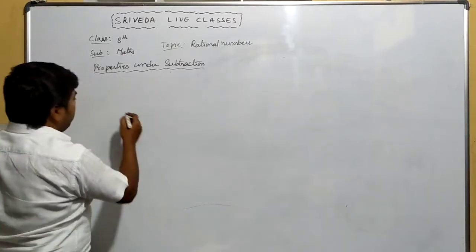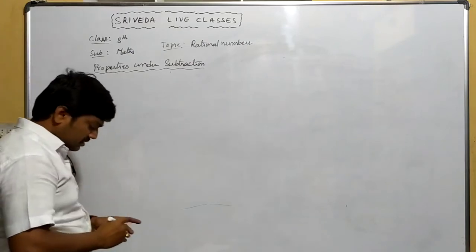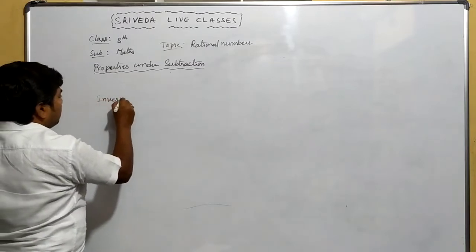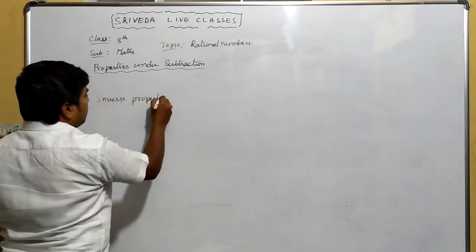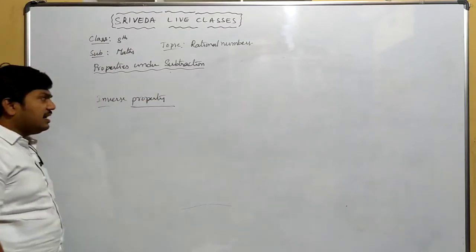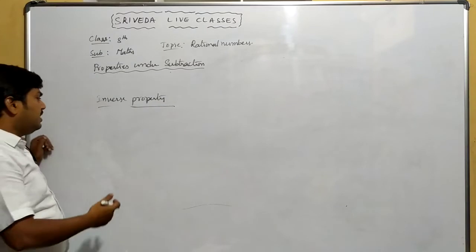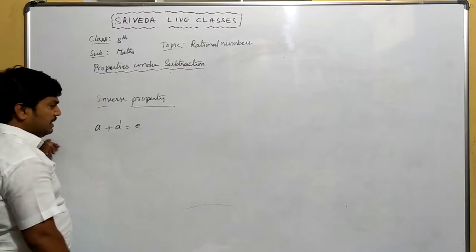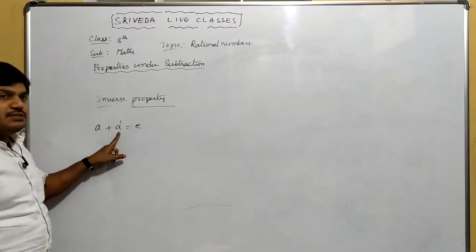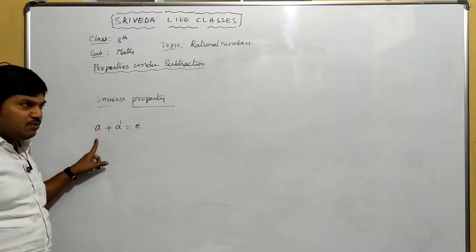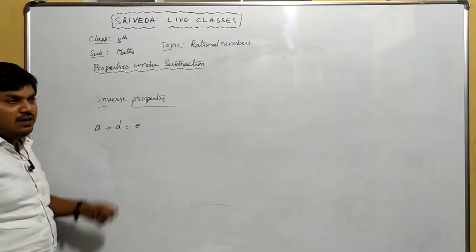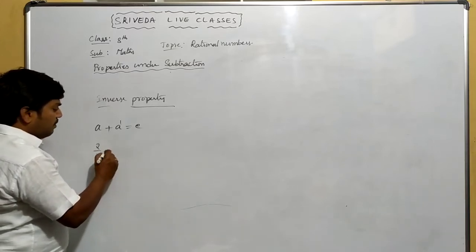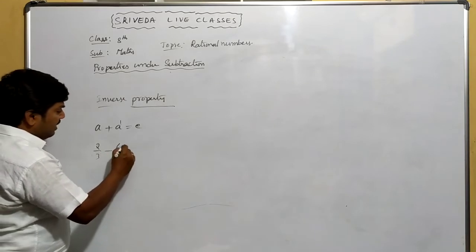Yes, inverse property means inverse property. So what is that? Under subtraction, does it satisfy the inverse property? A plus A dash should equal E, the identity. This A dash is called the inverse of A. If it is the additive inverse, subtraction does not satisfy it. It is not so defined. It is not defined because, for example, for 2 by 3, the inverse is minus 2 by 3.